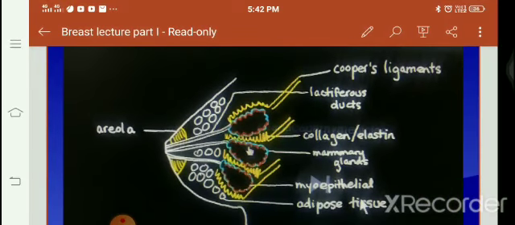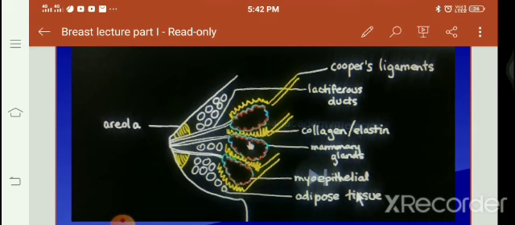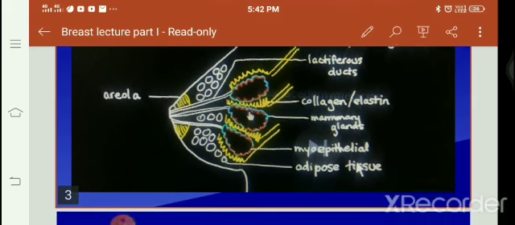Okay, the whole structure is surrounded by collagen and elastin. These are the collagen bundles, collagen fibers, and elastin fibers. They surround the whole acini, the whole mammary glands and the ducts, and this is also surrounded by adipose tissue. The elastin fibers are supported by Cooper's ligament. Okay, so this is the normal anatomy of the breast.